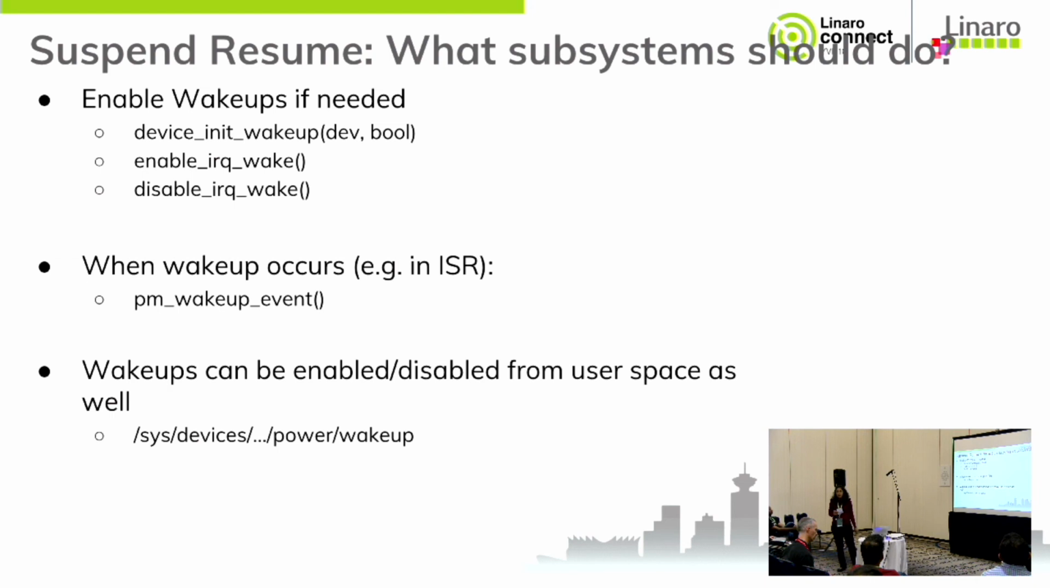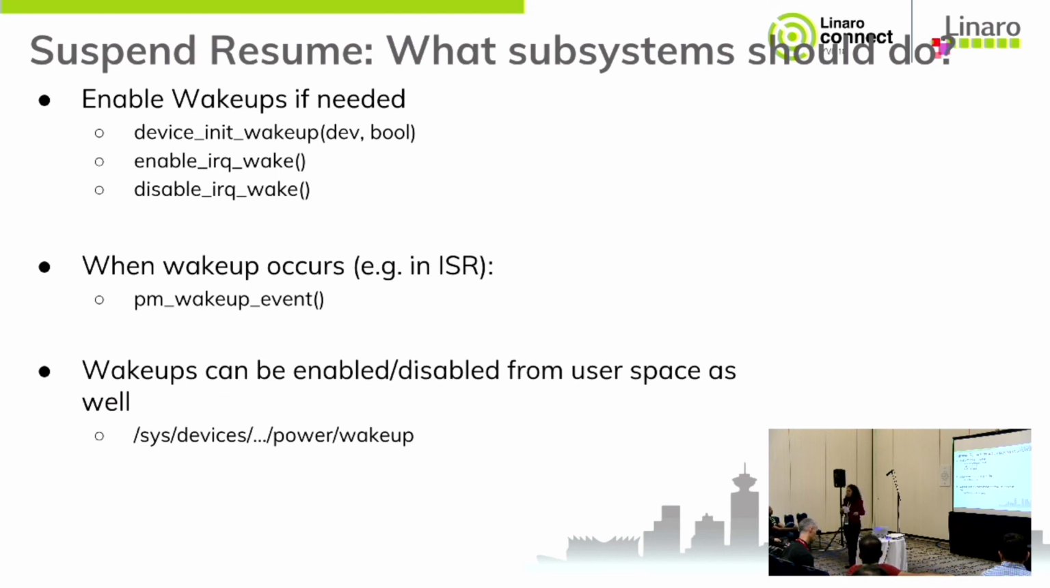Then typically all these wake up events are triggered as interrupts, and so enable IRQ wake and disable IRQ wake is a way of notifying the interrupt subsystem as to whether a particular interrupt is wake up capable or not. Once the wake up occurs, the devices are supposed to notify the PM core via PM wake up event that, okay, an event has occurred, so do the necessary processing required. Wake-ups can also be enabled from user space.